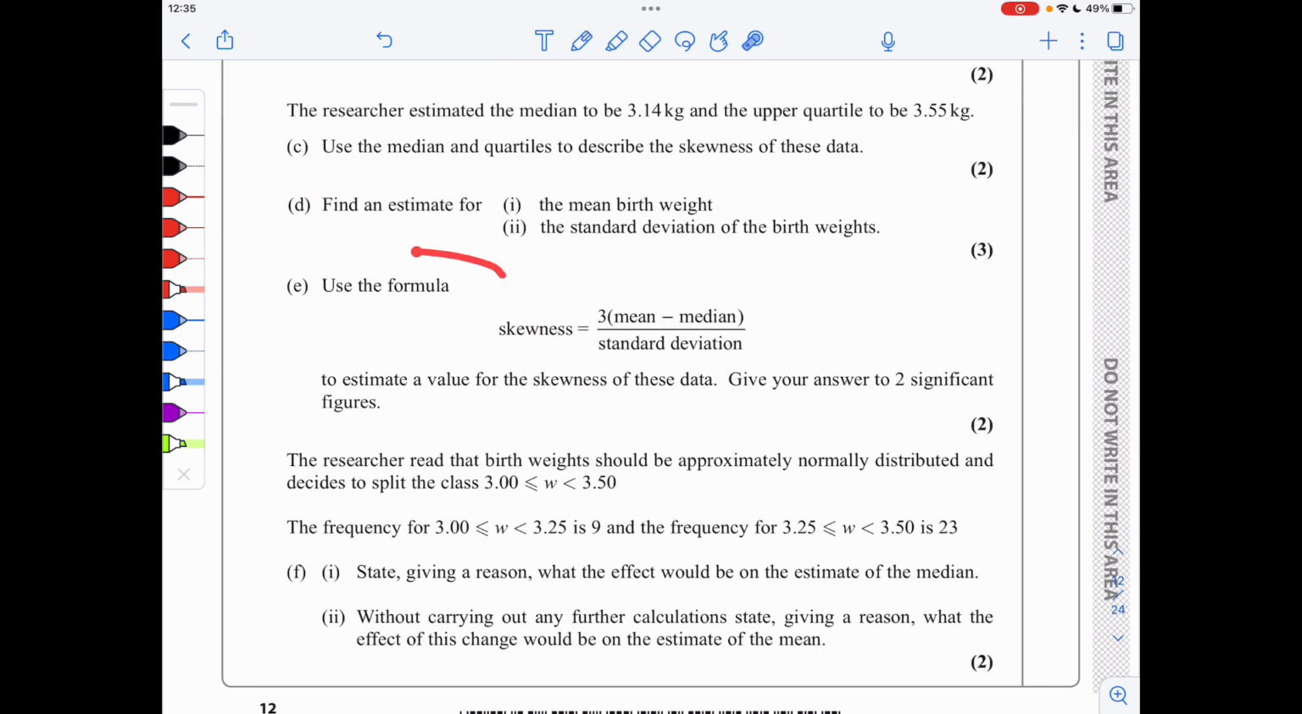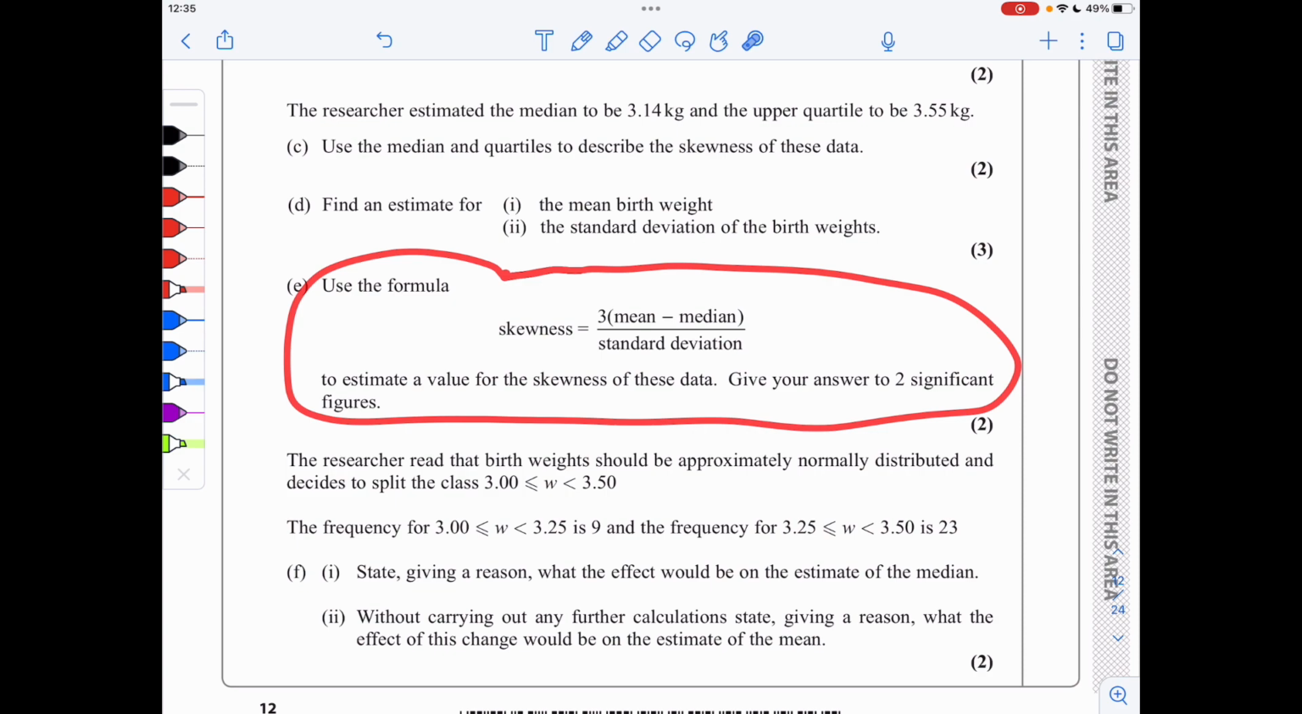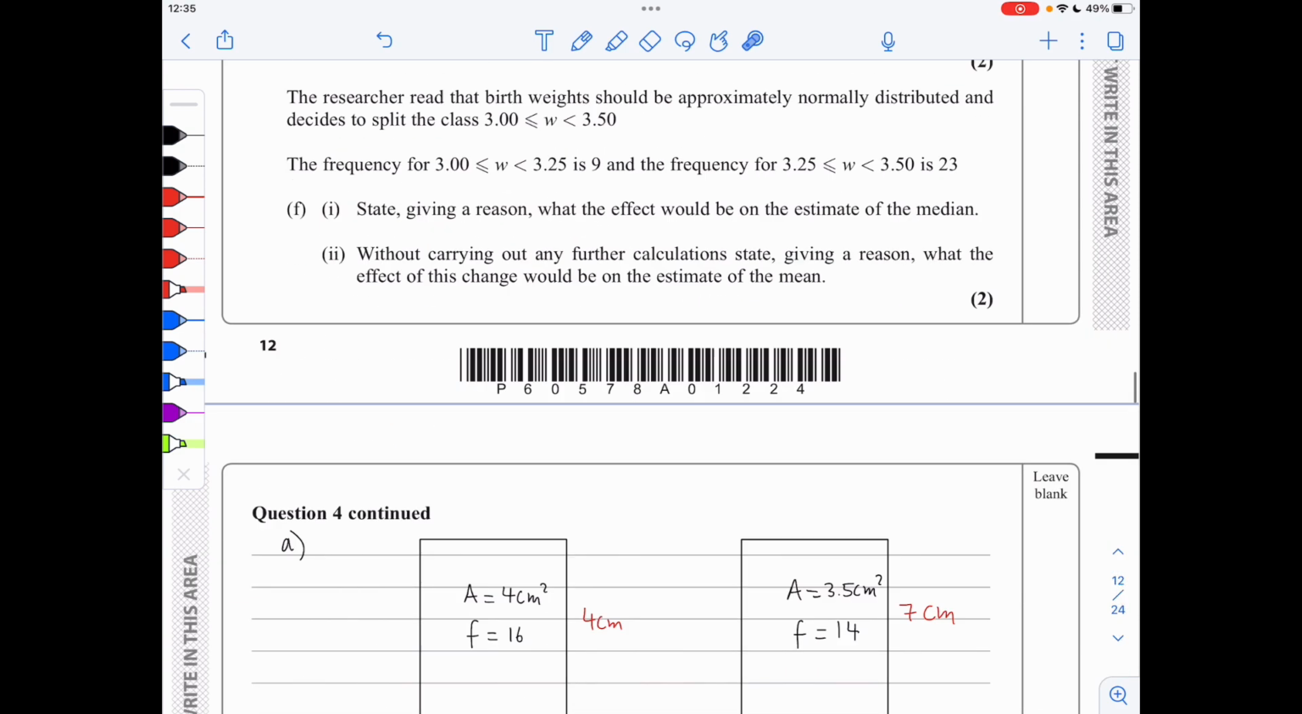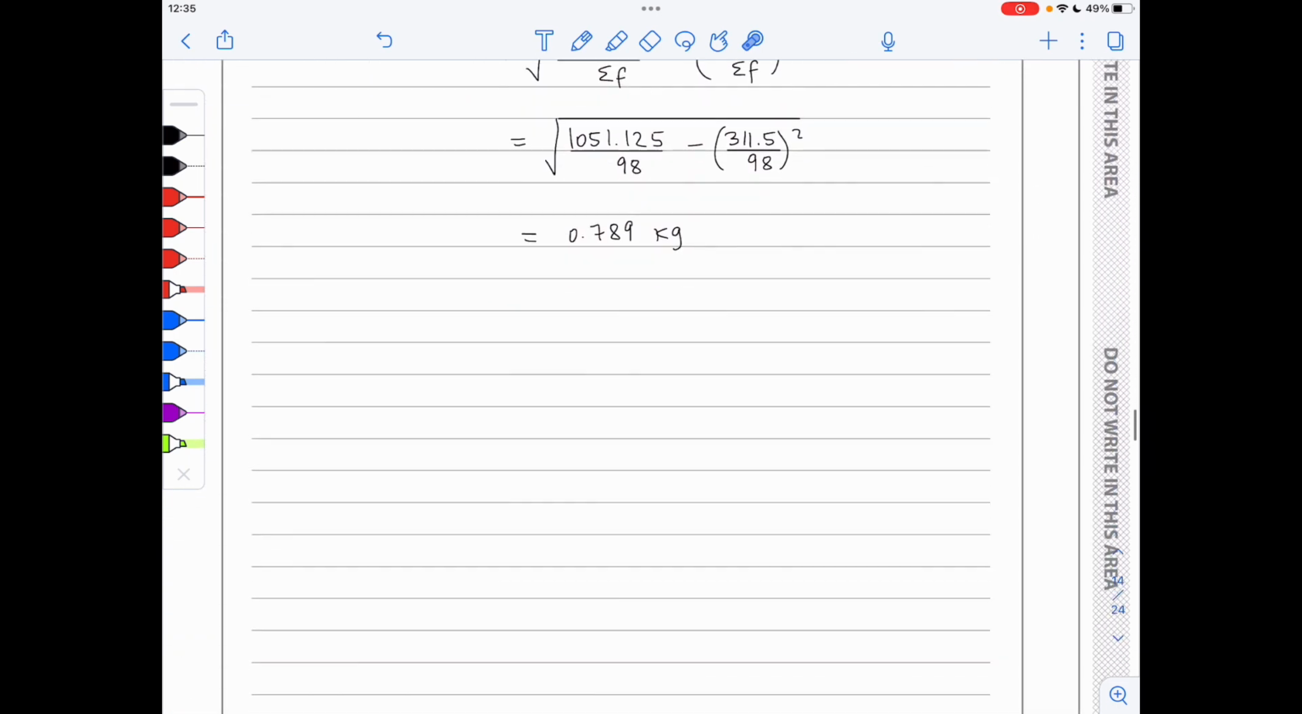In E, we need to use the given formula to estimate the value for the skewness. We need to give answers to two significant figures. So we just apply the formula given here.